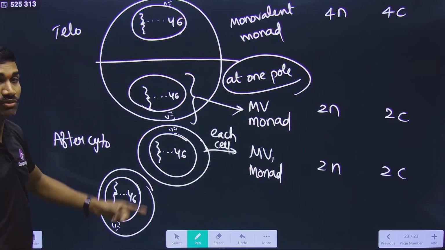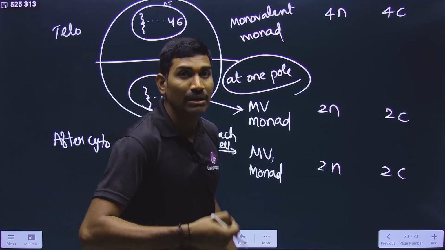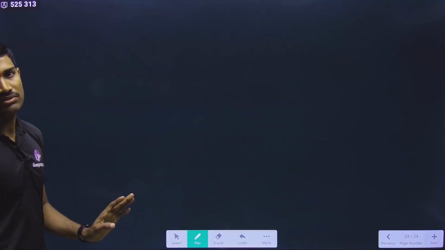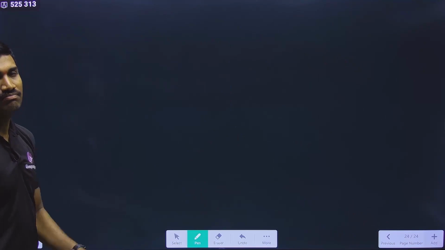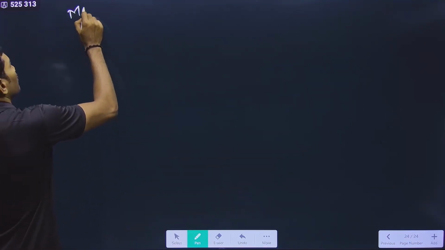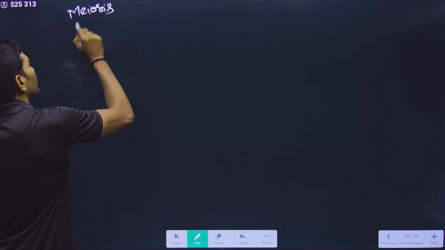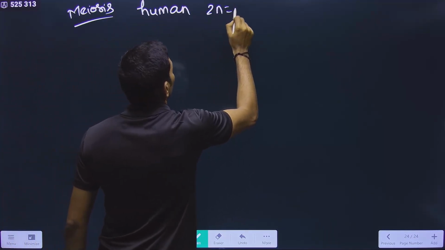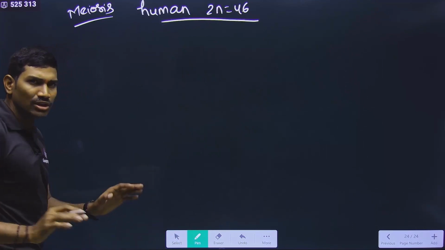So these diagrams one by one, you should write and practice on your own. Then only you will understand this cell cycle, cell division. If you can't write like this, then there is no use in by-hearting the NCERT. Okay. Next we are going with the meiosis. Here also we will talk about the human. So 2n is equal to 46. Okay. Let us quickly go with this.